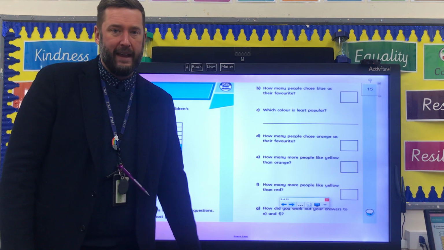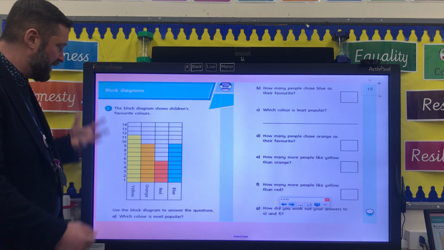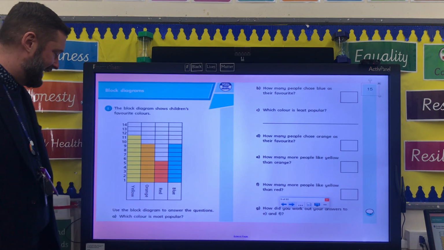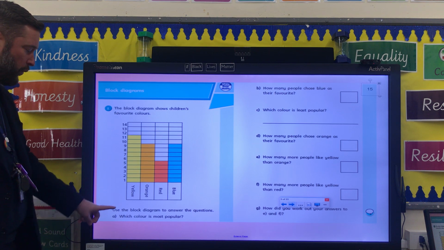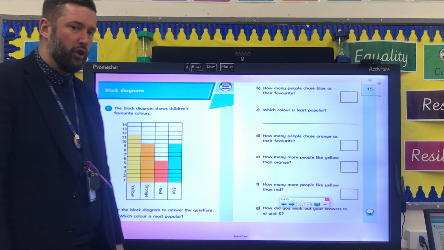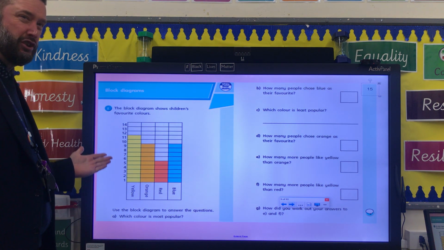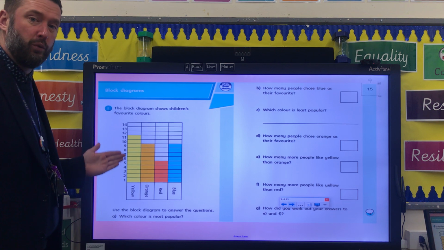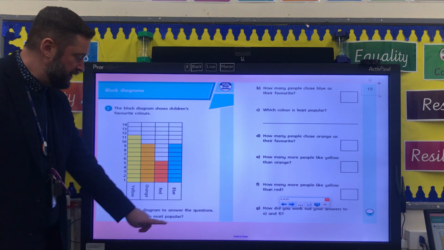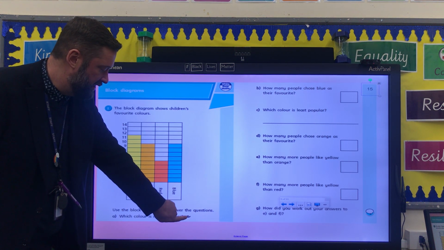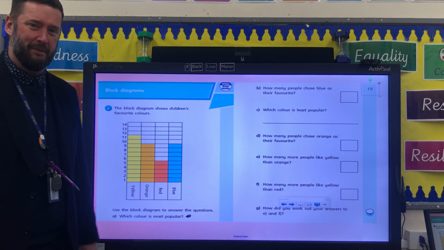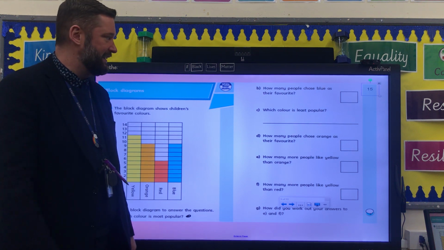Right, now let's work through page 15 together. It's the same block diagram, and it says use the block diagram to answer the questions. A, which is the most popular? For most popular questions, we look for the most, the tallest block, the block with the greatest value. So which is the most popular? You can write the answer here. Pause the video and complete that bit. Have you done it? Great.